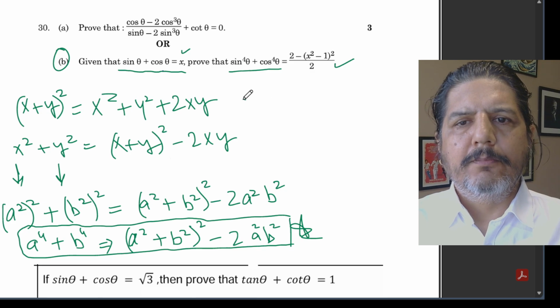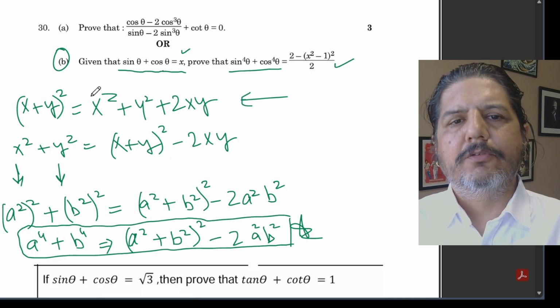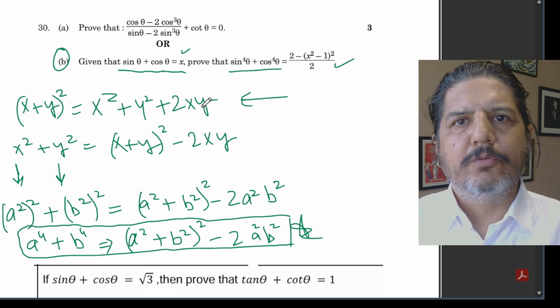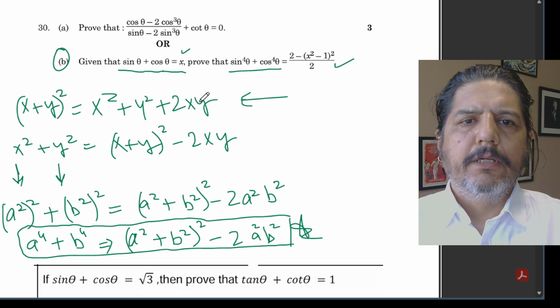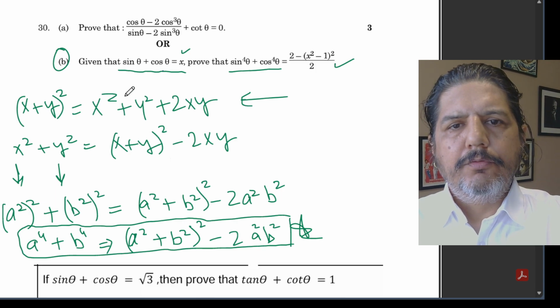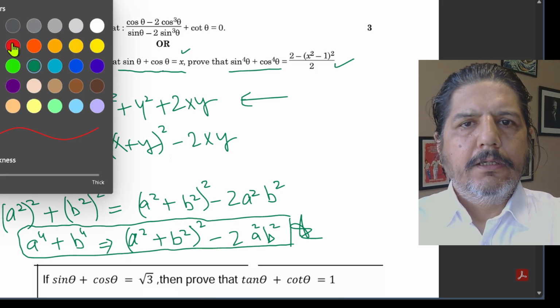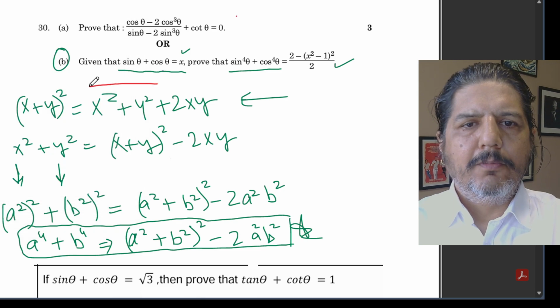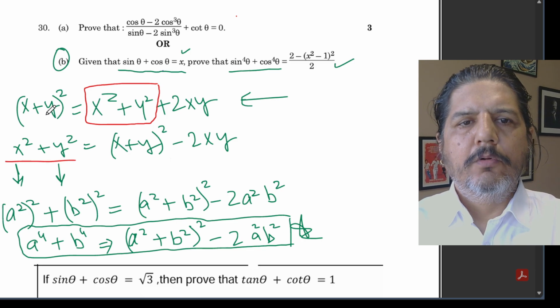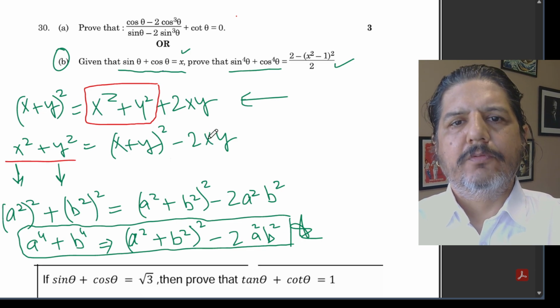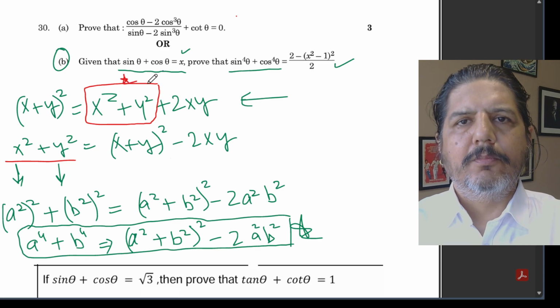So we start with a simple expansion that (x plus y) whole square is equal to x square plus y square plus 2xy. That is the easiest one. Now, if you look closely at this, if I want the value of x square plus y square, then x square plus y square would be equal to (x plus y) whole square minus 2xy. So I have found the value of x square plus y square.